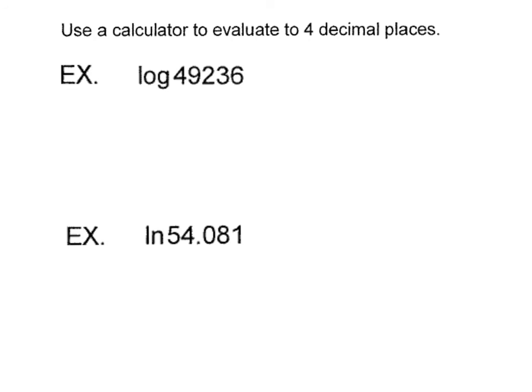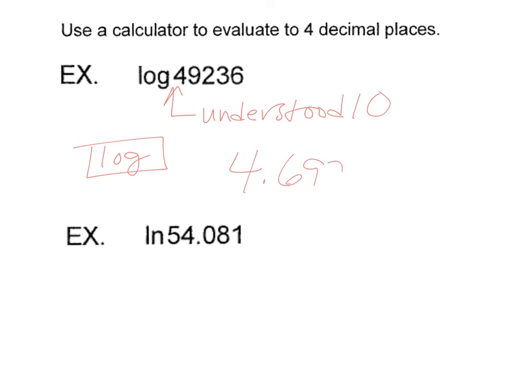Then finally, just a really easy thing to do, use a calculator to evaluate. The first one is log 49236. Notice there's no base there. When you don't see a base for the logarithm, it's an understood 10, and this is the base of logarithm your calculator uses. So when you find the log button on your calculator, it's base 10. You just push log 49236, and we normally round logarithms to 4 decimal places, and it's 4.6923. This understood base 10 logarithm is called the common logarithm.